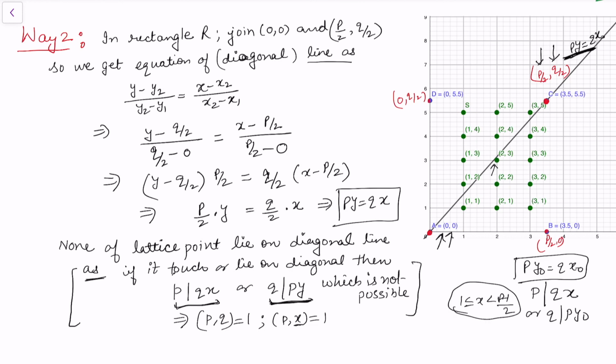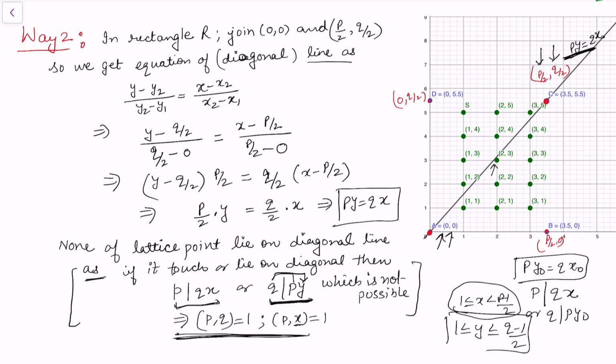And similarly here also, the GCD of q and p is 1, and the GCD of q and y is also 1, because y varies from 1 to (q minus 1) by 2. So this ensures that there is no point on the diagonal. The points lie either below the diagonal or above the diagonal.